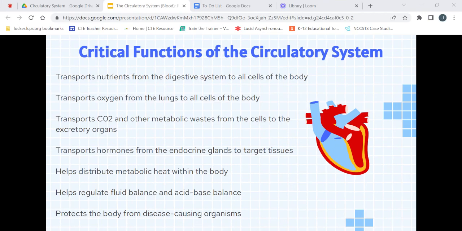Blood consists of red blood cells, white blood cells, and cell fragments called platelets, all suspended in a pale yellowish fluid called plasma.